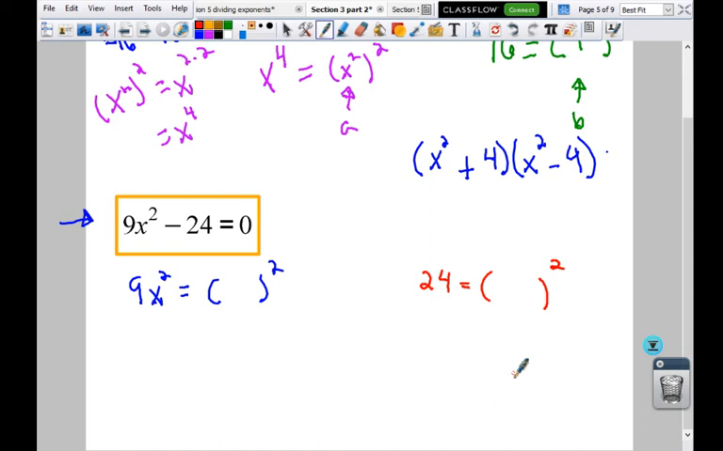I don't know how to do it. No, well, this is what I'm going to do with it. Square root of 24, squared. That is confusing. What's that? I can't read. And this is the answer.